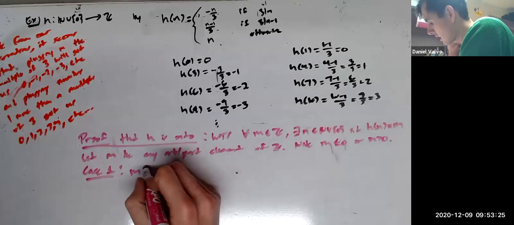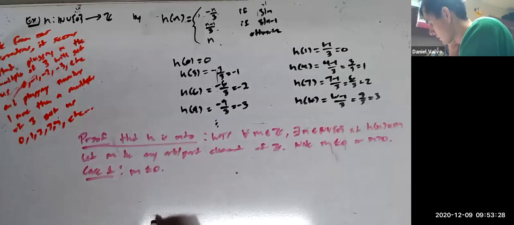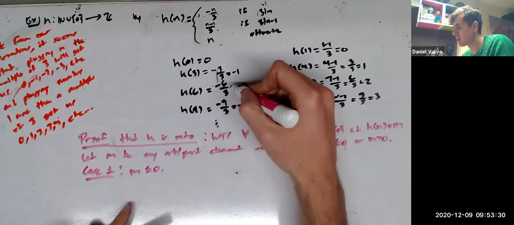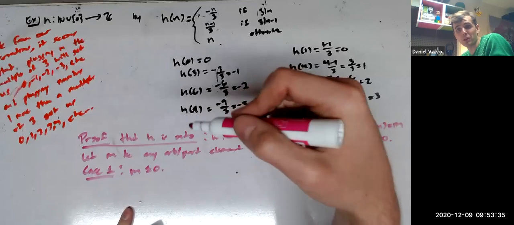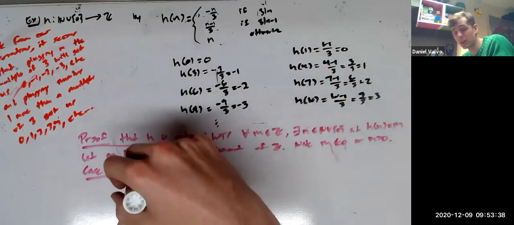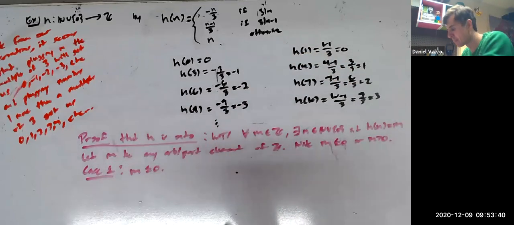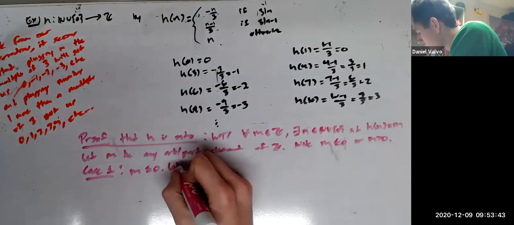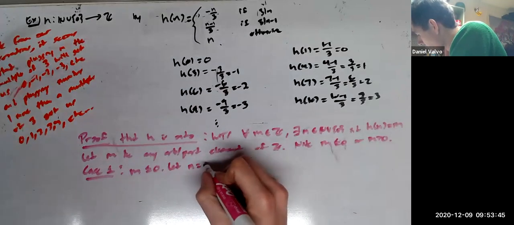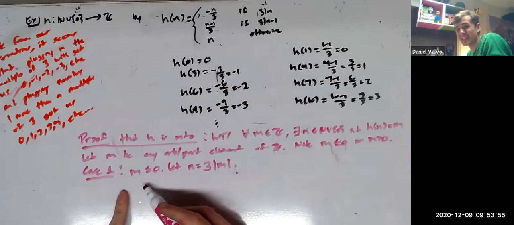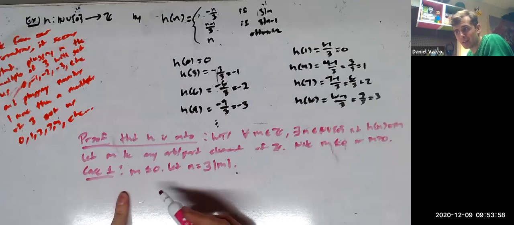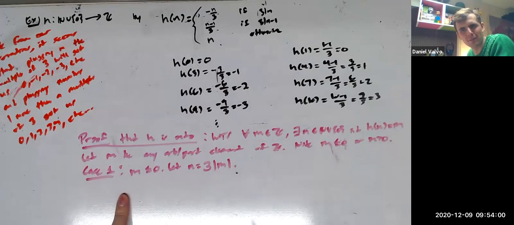Case 1, m is less than or equal to 0. Now, since m is less than or equal to 0, I want to generate it with these multiples of 3. So I'm going to let n be the mth multiple of 3, and I think when I plug it in, I should recreate m, proving we can hit m. So let's go ahead and let n equal 3 times the absolute value of m. Absolute value because m is negative, so I want the positive version of m. You see what I'm saying?